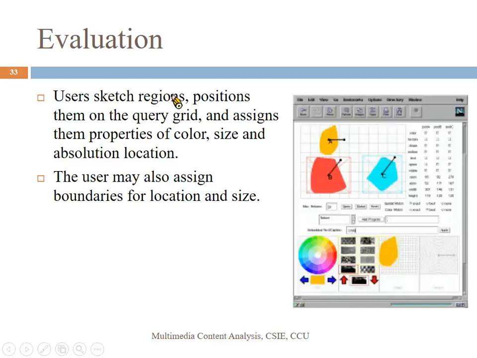So for the evaluation, in this work they designed an interface, and the user can sketch the region's position and specify positions on the query grid and assign their properties such as color, size, and absolute location. And the user may also assign boundaries for location and size. And as you can see here, the interface allows the user to specify several properties.